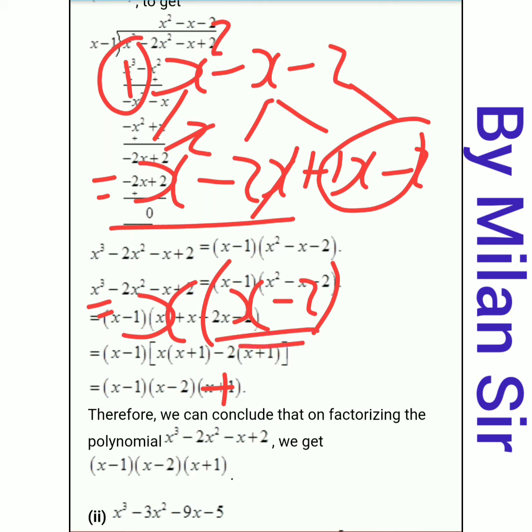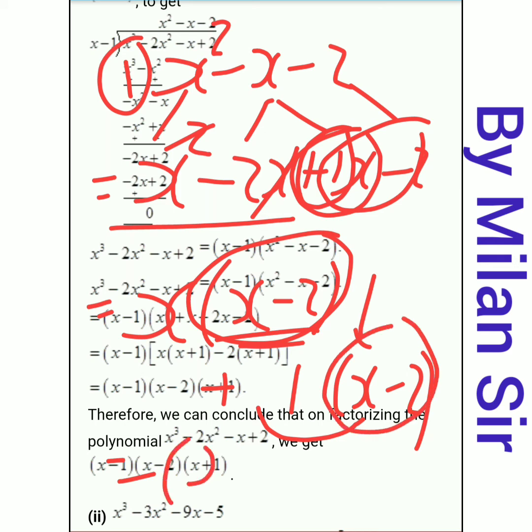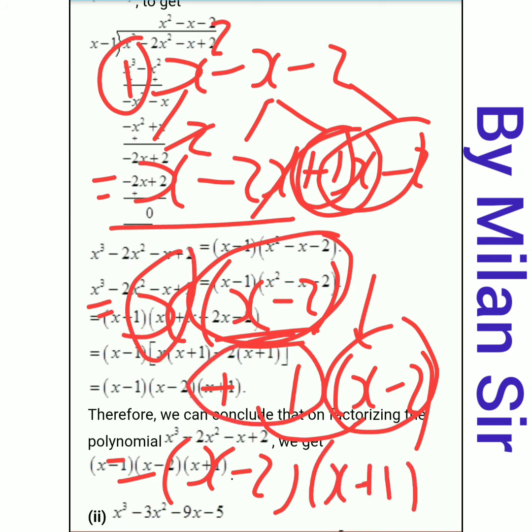Here we need to write this bracket x minus 2. Now just check my third term. Here it is plus 1, right? We want plus 1x, so x we already have, so outside we need to write plus 1. So plus 1 into x becomes plus x, right? Now x minus 2 we can take as common. Then what is remaining here? x plus 1. So x minus 2, x plus 1.